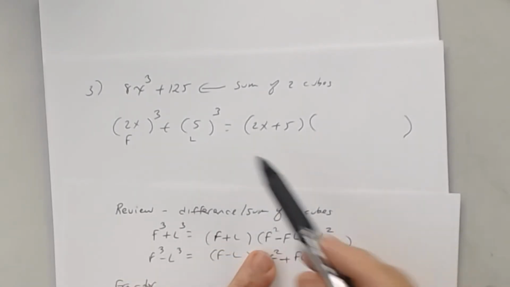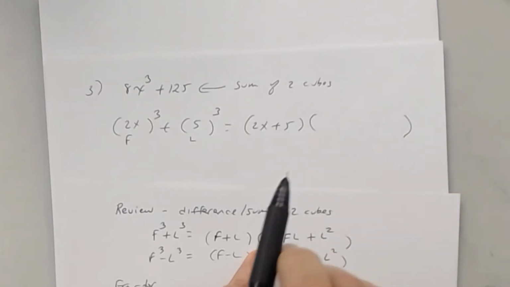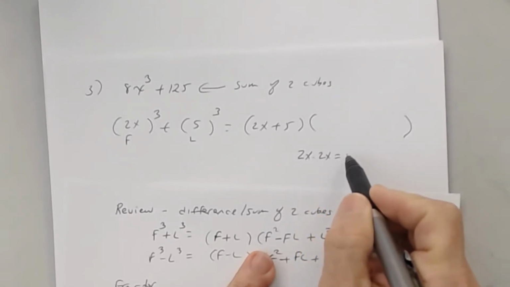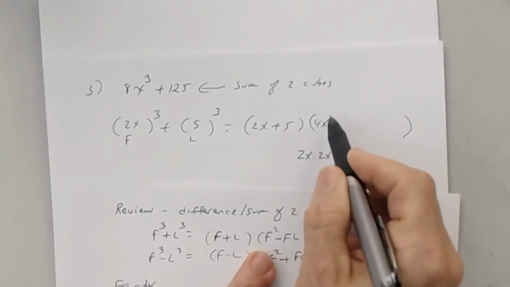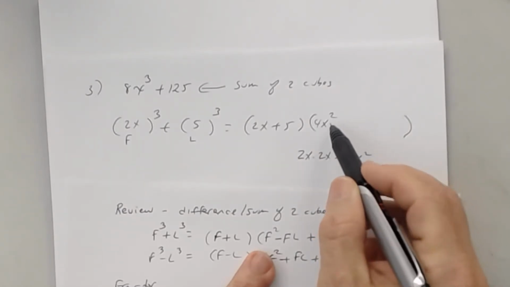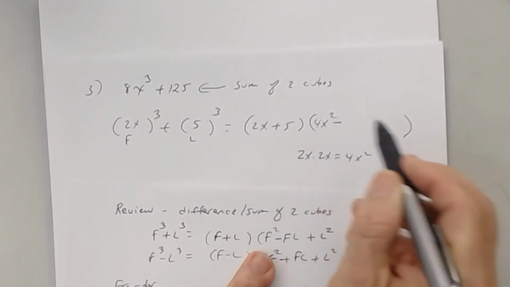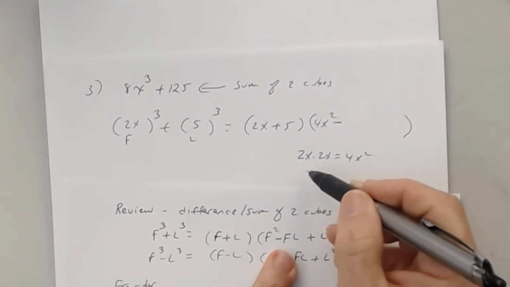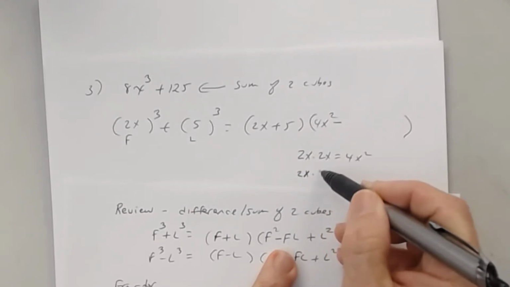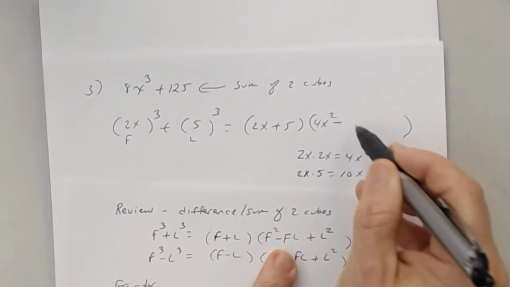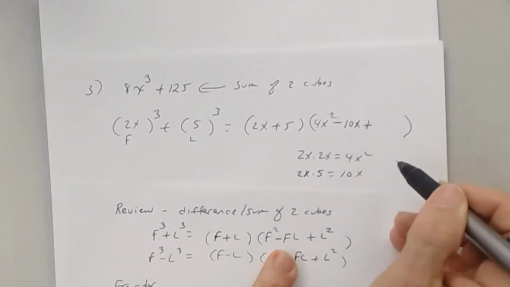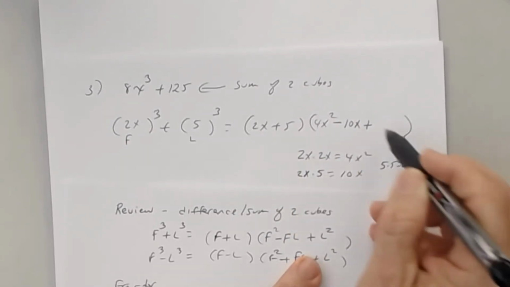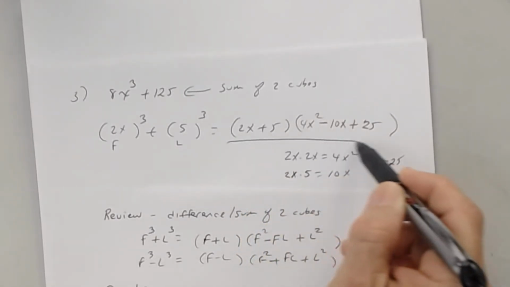You multiply it by itself. What's F in this case? 2x. So I multiply it by itself. What's 2x times 2x? 4x squared. Now is that going to be a minus or a plus symbol? A minus. Then it says I take F and L and multiply them together. Again, what's F? What's L? So what do I get? 10x. And then plus L squared. What's L? 5. 5 times 5 is 25. So there's your answer.